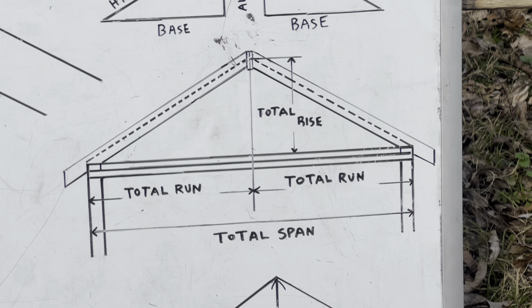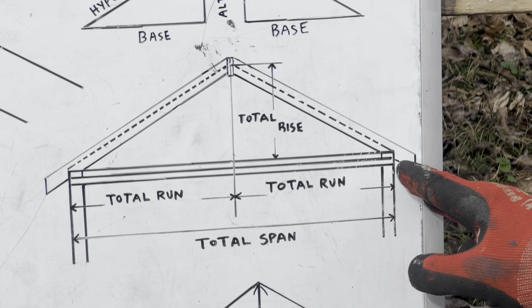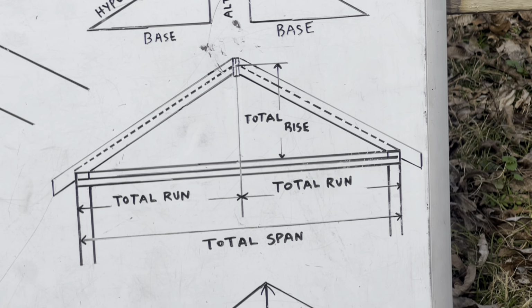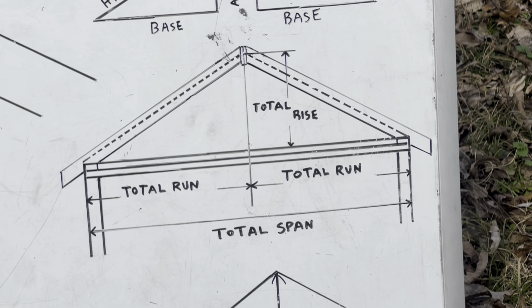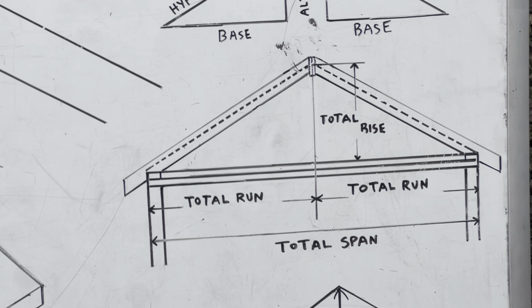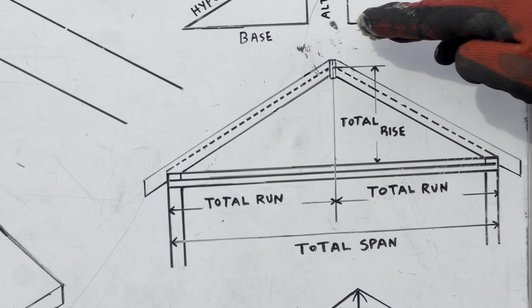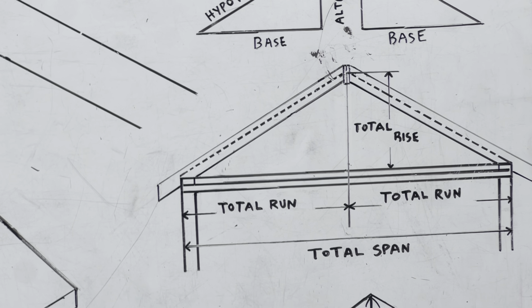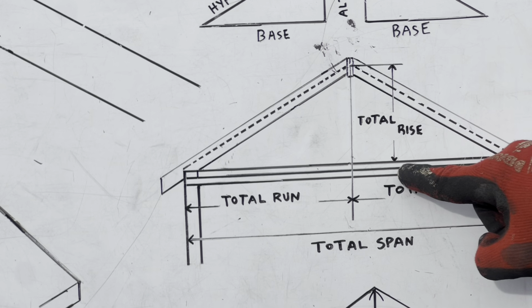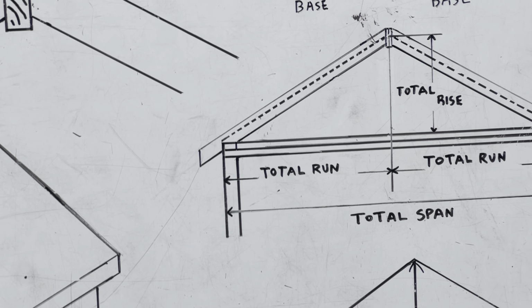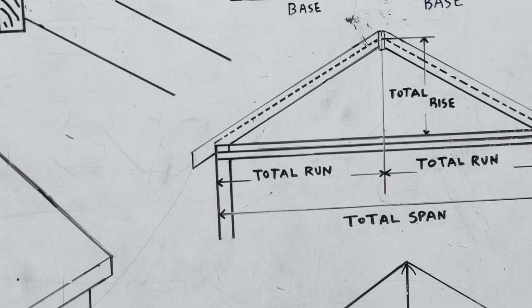Now, when you add your ridge board and your rafters, you've got to do another calculation in order to get your true rise, okay? And that's going to be the actual height of your ridge board. As you can see, my ridge board right there is higher than my total rise, which would be my theoretical length that I calculate.